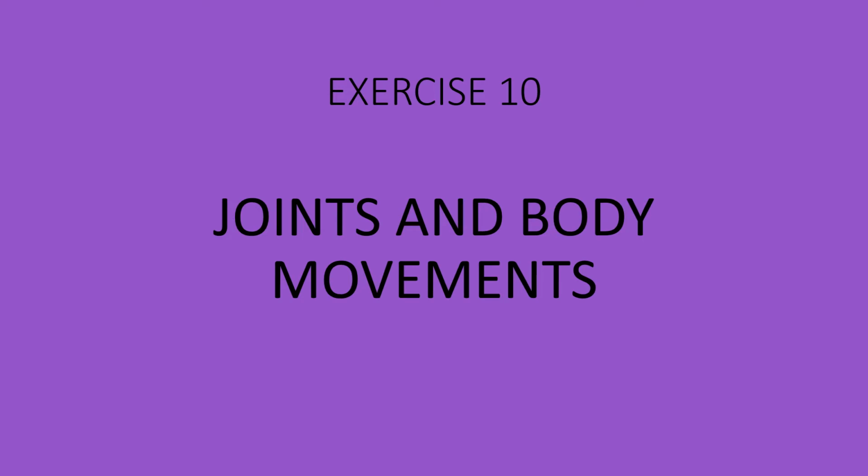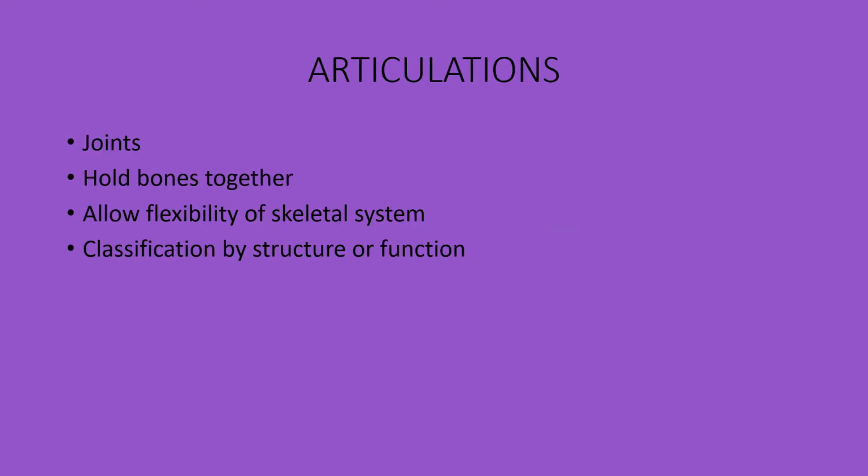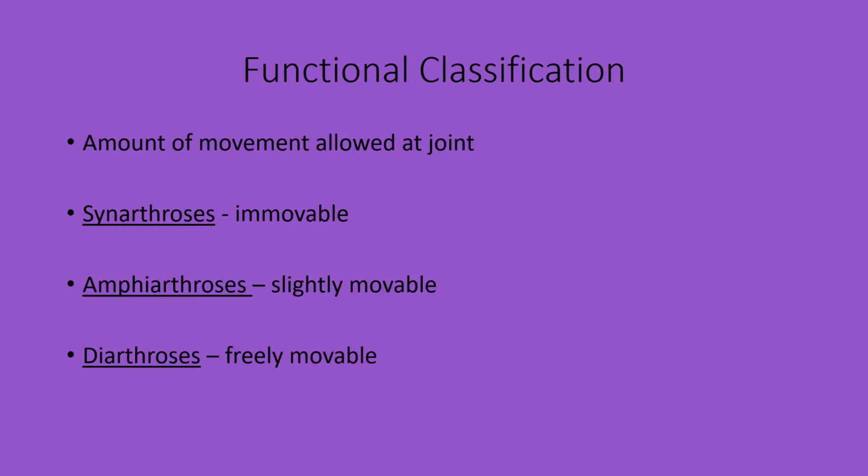This is exercise 10, dealing with joints and various body movements. Articulations, that's just the joints. That's how the bones are going to be held together. It allows for different types of movements and flexibility of the skeletal system. And when we classify the joints or those articulations, we can classify them either by structure or by function.